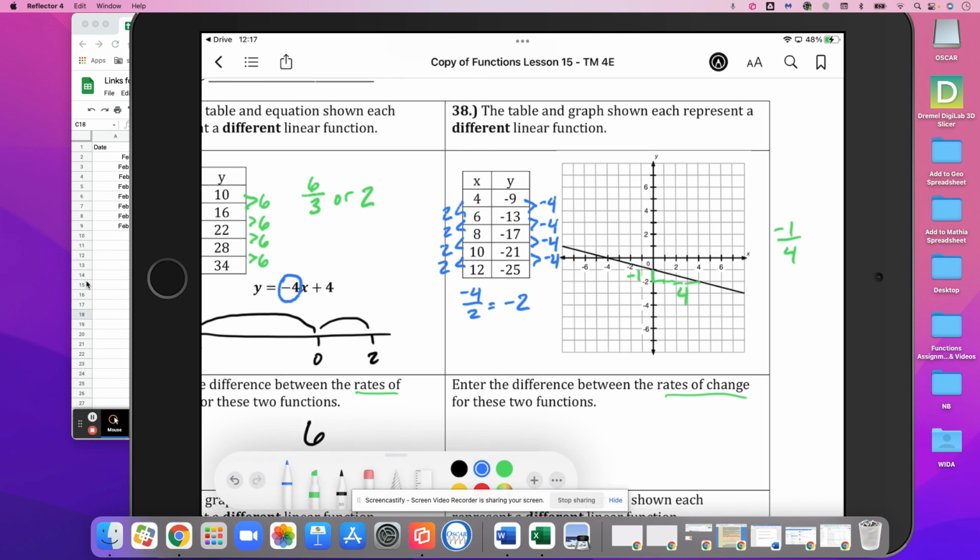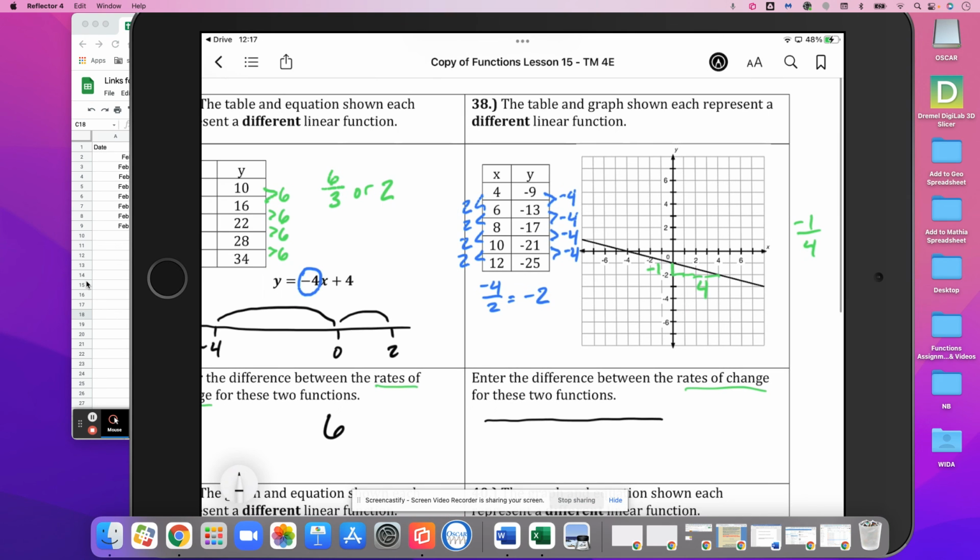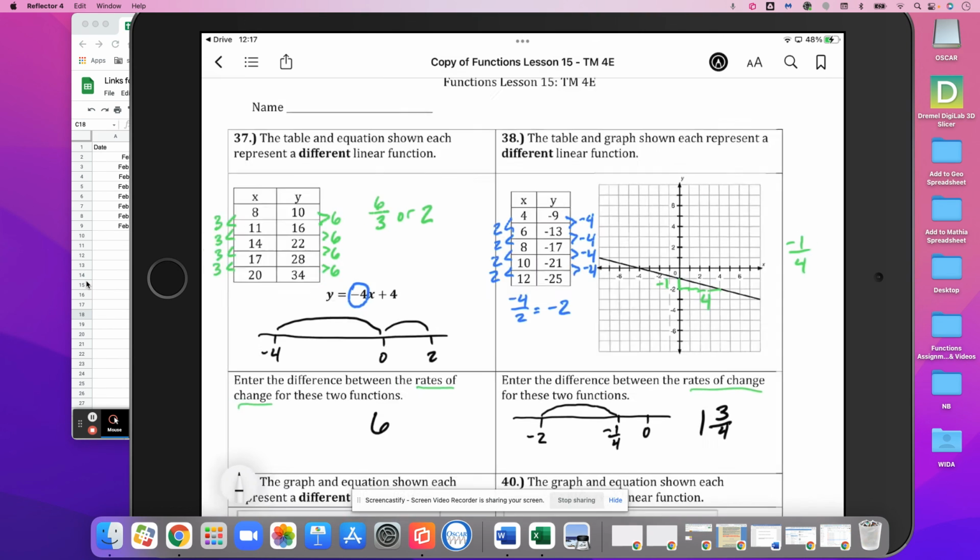This one's a little bit tricky again. We've got a negative 2 and a negative 1/4. They are on the same side of 0. So we just need the distance between these two, which means we would subtract 1/4 from 2 in our calculator, and we would get 1 3/4 as our final answer. The distance between them is 1 3/4.